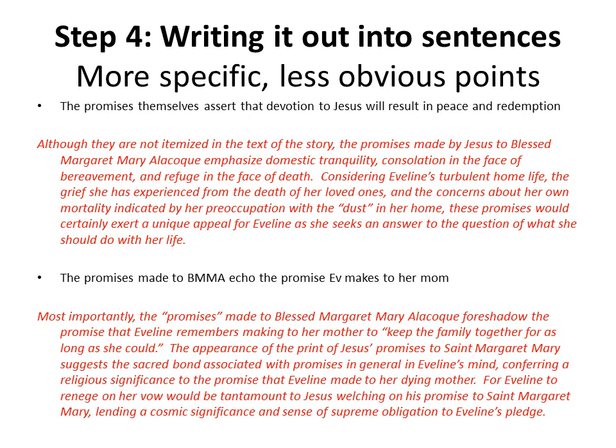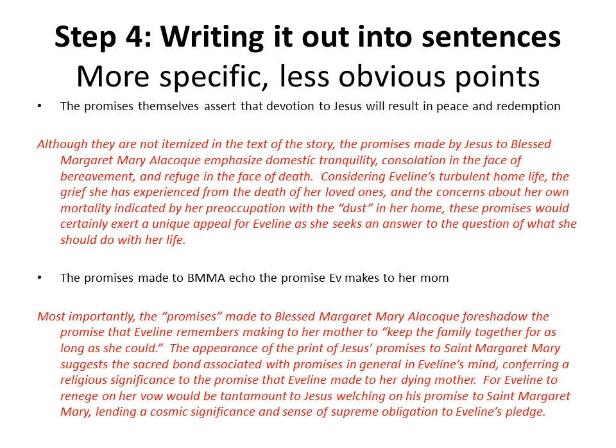Continuing with step 4, we're going to take the next 2 points and write them out into sentences, but these points are a little less obvious. They're going to require a little more explanation. So perhaps I will devote 2 or 3 sentences to these more complicated, less obvious points. So my third point was that the promises themselves assert the devotion to Jesus will result in peace and redemption. So what do I mean by that? Well, I actually want to explain a little bit about what the promises are and how they relate to Eveline's home life. So this is the pair of sentences that I wrote up to explain this.